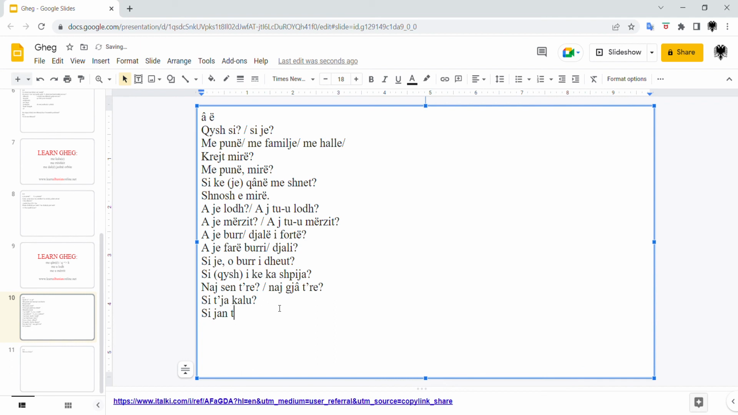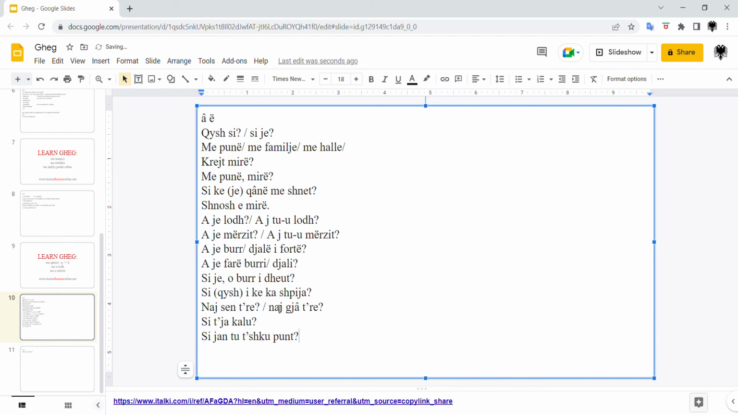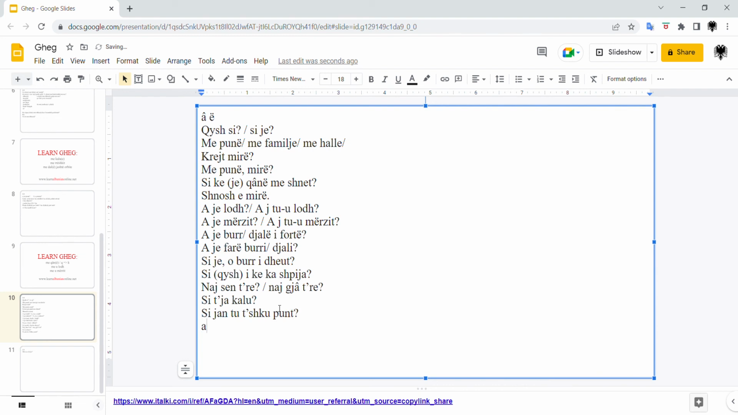Or Siantutskupund, how is work going? But not work literally, like everything that you do. How is everything going? Siantutskupund. Are you doing well at work? Then you can ask Atuthetspuna, is your work working or going? That means, are you doing well at work? Atuthetspuna. Or Siantuthetspund, how is everything going? Your work, studying, everything.